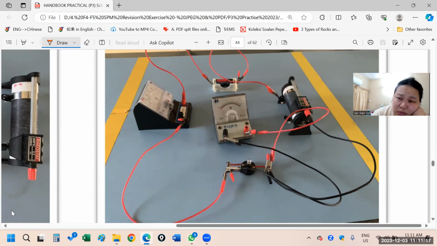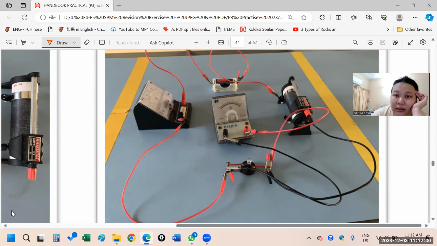One scary thing is you set up everything, then no current. First, check your battery holder. I advise that in the first 5 minutes, after you check all of the apparatus, you read first. Read everything, the procedure. Then if you have time, you can start to check.